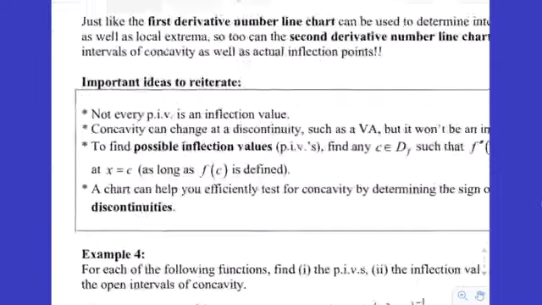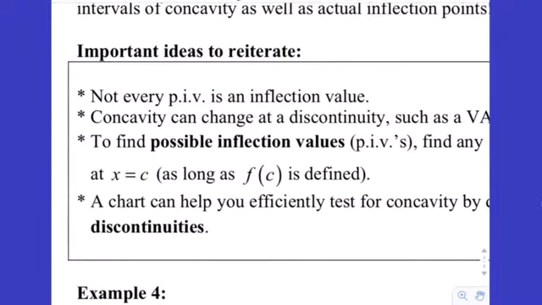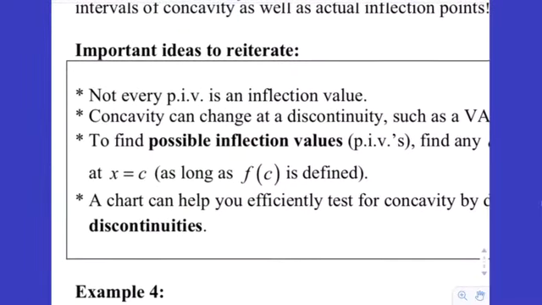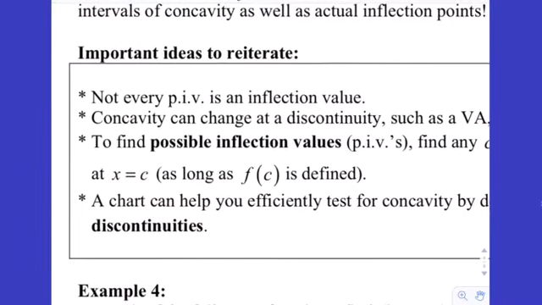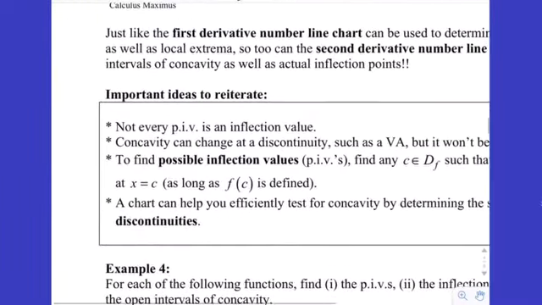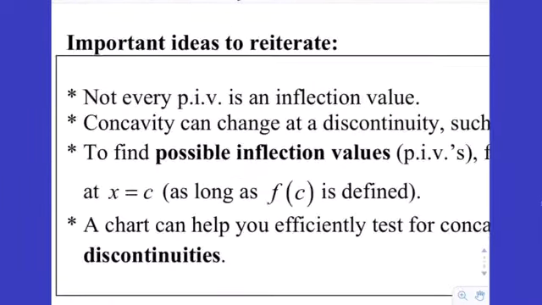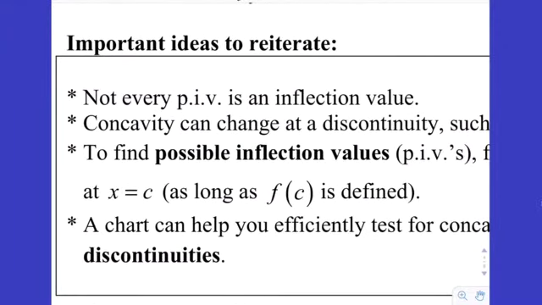All right, so important idea is to reiterate, which means to iterate again. What does iterate mean? To repeat, right? So when you reiterate, you're re-repeating. Not every PIV is an inflection value, just like not every CV is a local, what did I say? What drug was that? Extrema. No, not it. Extrema, yeah.